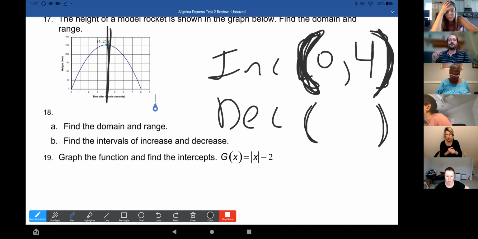Okay. So when we're talking about increase and decrease, we're talking about whether it goes up or down in the y. That's the increase decrease part. But when I give you the interval, that's the x's. So over what x's does this thing go up is what this is asking. Over what x values does this thing go down?